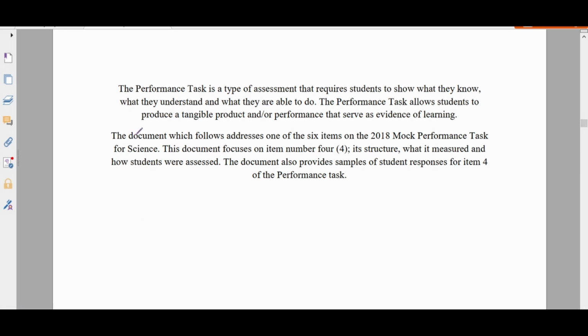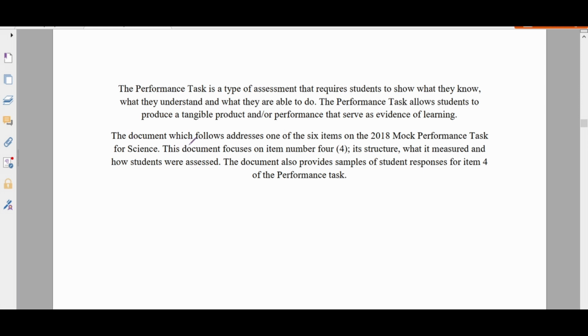So it says the performance task is a type of assessment that requires students to show what they know, what they understand, and what they are able to do. The performance task allows students to produce a tangible product or performance that serves as evidence of their learning. So even if we're not going to physically make something, they could provide something for you to make, right? But even if we're not going to do that, you have to show evidence of learning.